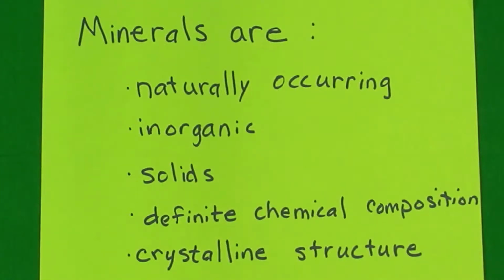This video is a demonstration on how to do some common mineral property tests to identify minerals. Minerals are naturally occurring inorganic solids with a definite chemical composition and crystalline structure. There are thousands of minerals in Earth's crust, but we can identify them with some physical and chemical property tests.